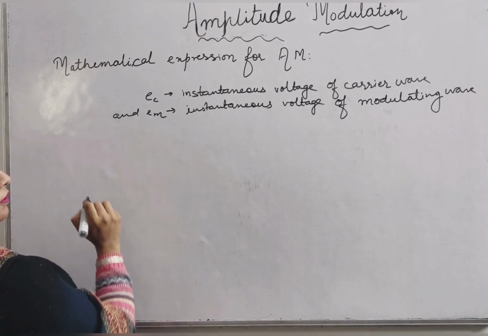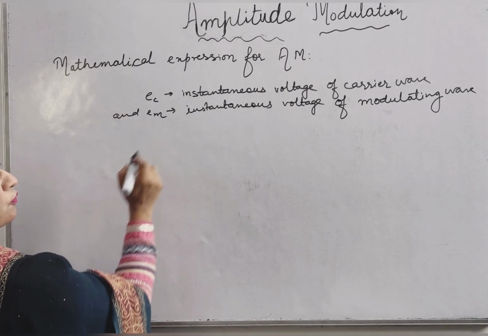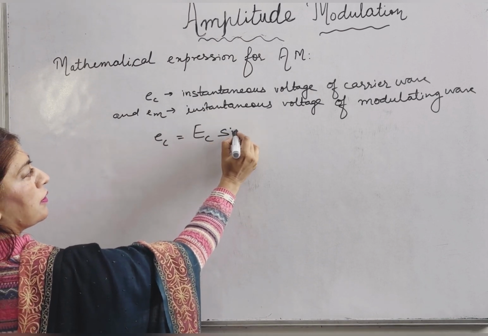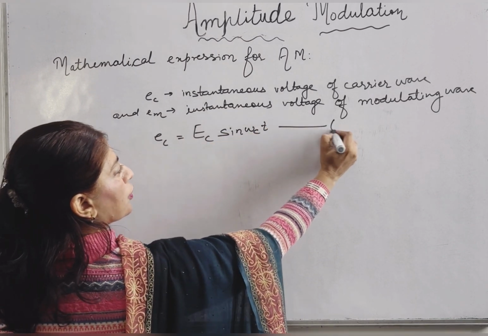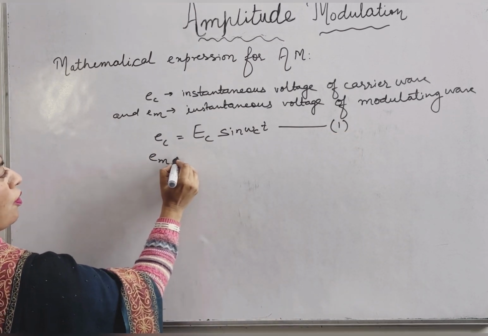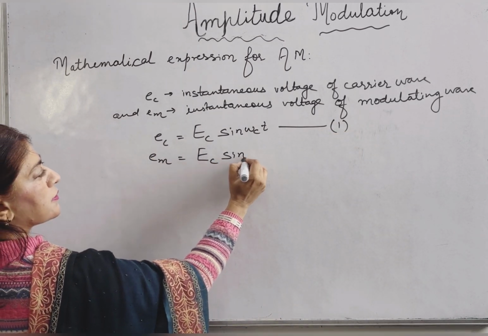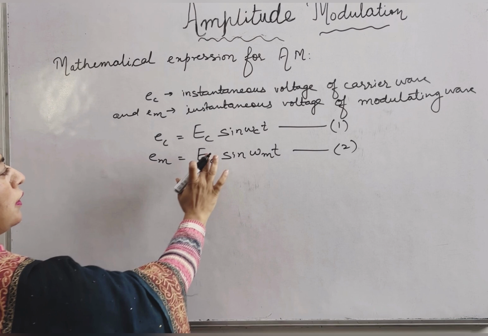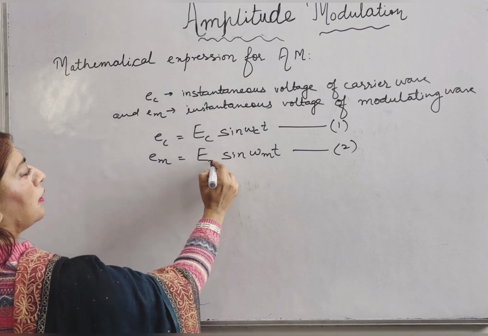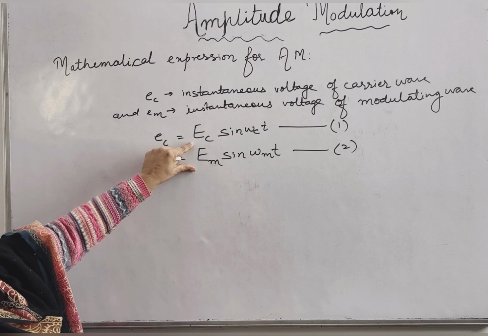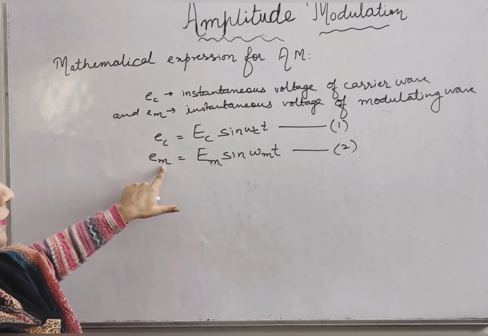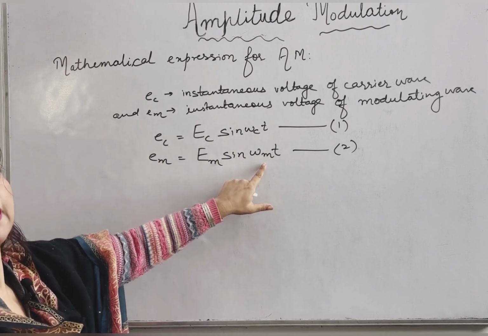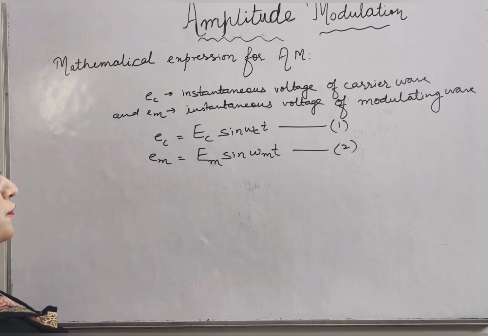So the expression for these waves will be, for the carrier wave it will be EC, mark it as equation number 1, and waveform for the modulating wave is EM. Now, here EC and EM, these are the amplitudes of this carrier wave, and this is for the modulating wave. And omega C and omega M, these are the angular frequencies of these respective waves.